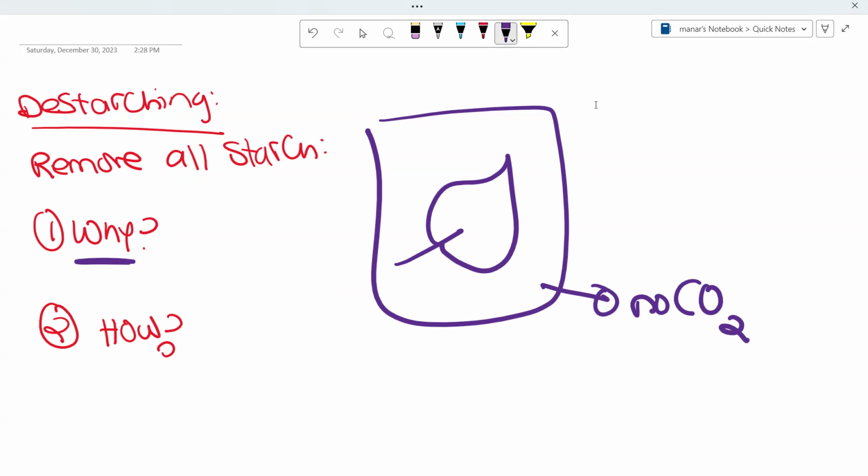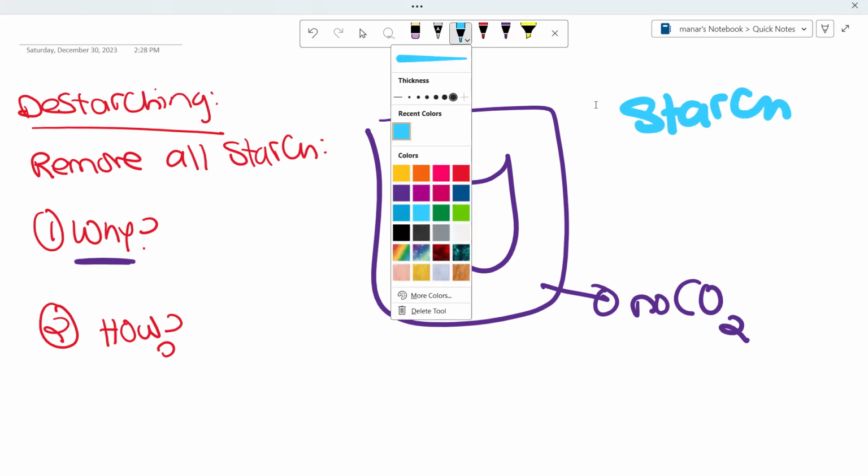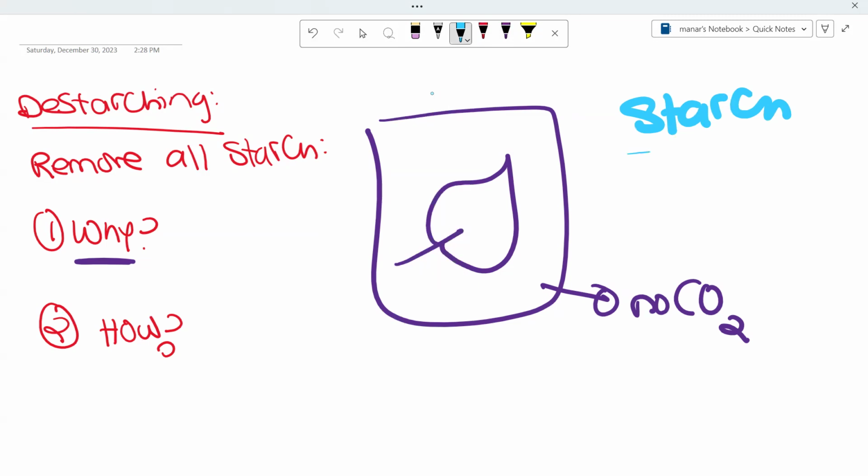If it did photosynthesis, what should it produce? By the presence of starch. Starch. Exactly. If this plant photosynthesized, it should produce starch. So at the end of my experiment, I will test for the presence of starch. If starch is present, then this plant was able to photosynthesize without carbon dioxide. If starch is not present, then this plant was unable to photosynthesize in the absence of carbon dioxide.